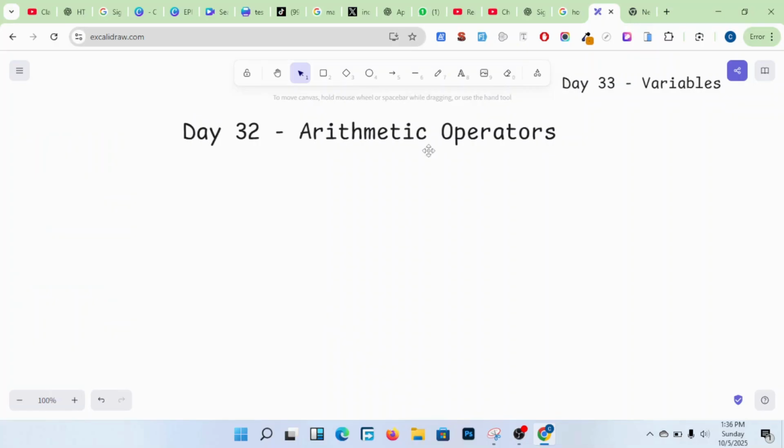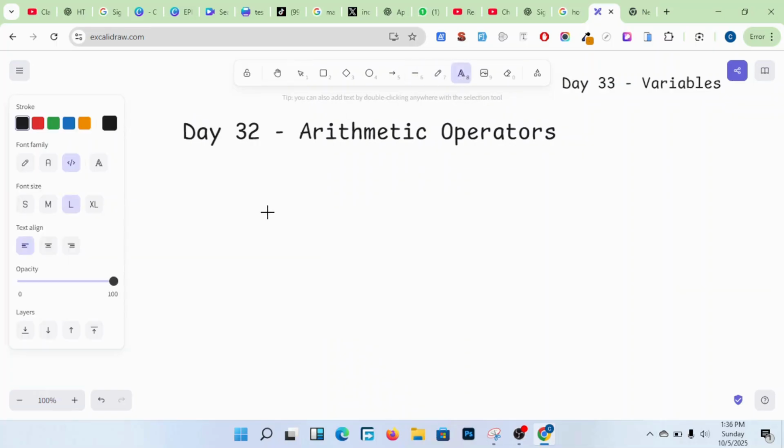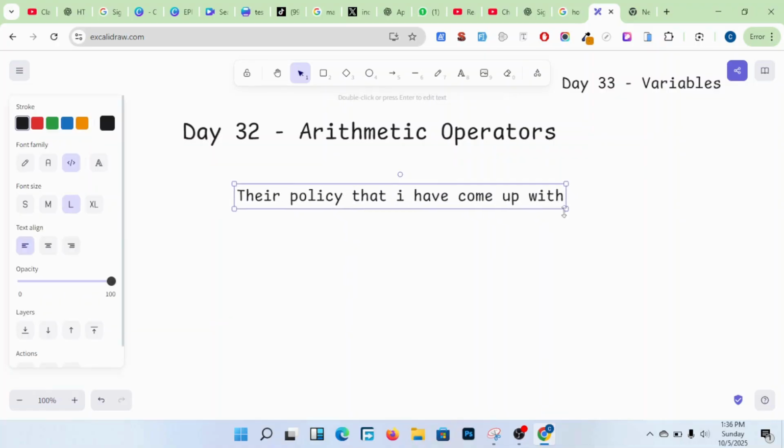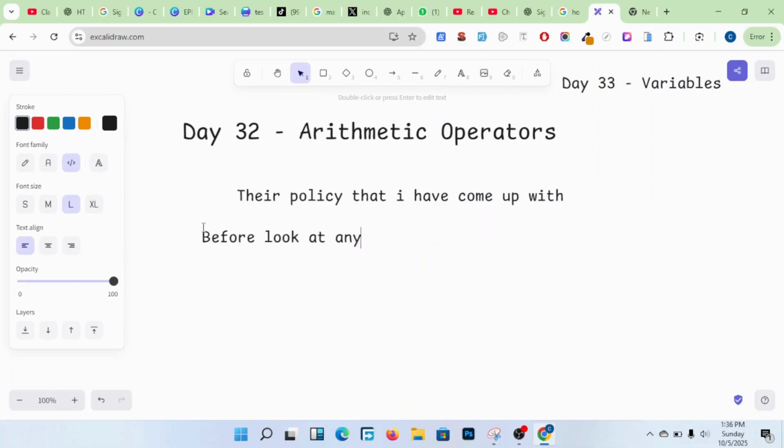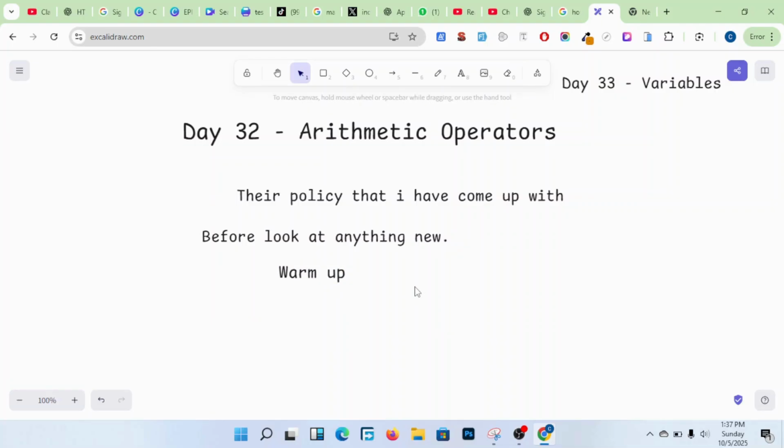There is a new policy that I have come up with, and this policy is going to help us. Before we look at today's class, before we study anything new, we shall first do a warm-up. Then we look at what we are going to study in today's class. It's going to be a very brief warm-up.